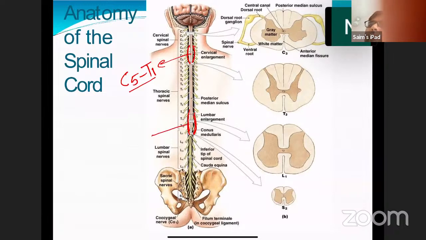Likewise, this lumbosacral enlargement is there, that is the ventral rami of L2 to S3. L2 to S3 spinal cord segment, they form the lumbosacral plexus. Now, why the spinal cord is showing dilatation or enlargement at these two places, that we refer to as cervical enlargement and lumbar enlargement. यहाँ पर ये क्यों enlarge हो जाती है?